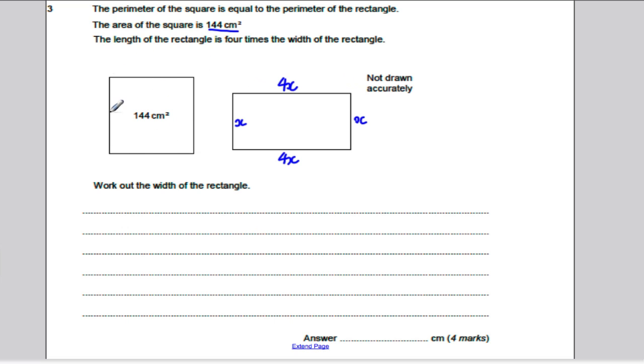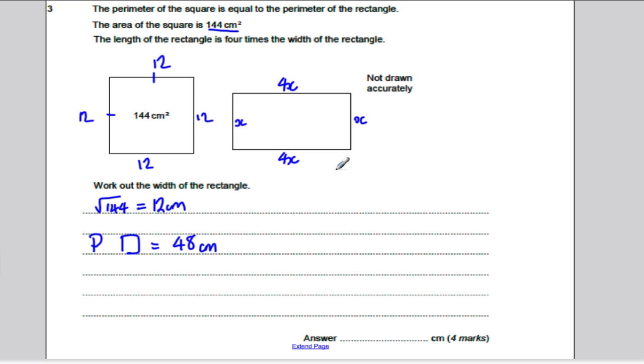Now, the area of the square is 144. To work out one of the sides, because the sides are the same, one of the sides must be the square root of 144, which is 12 centimetres. So you know that this side here must be 12, this one is 12, similarly this one is 12, and this one is 12. So clearly the perimeter of the square must be 4 lots of 12, which is 48 centimetres. Now you know that the perimeter of the square is the same as that of the rectangle.